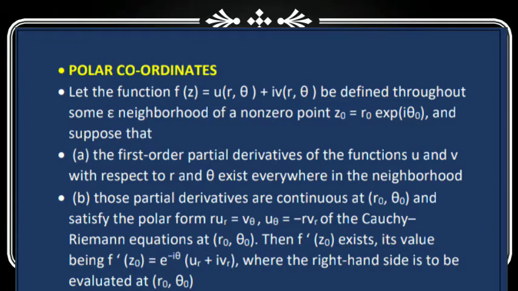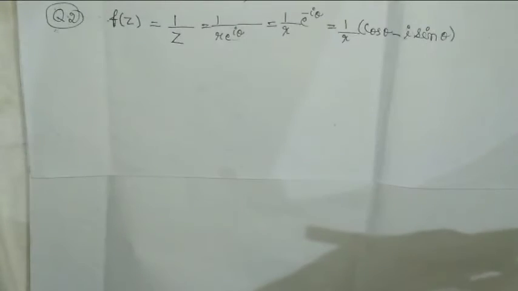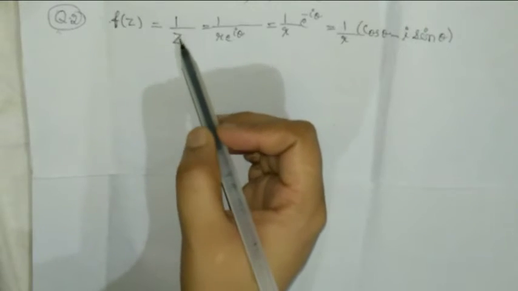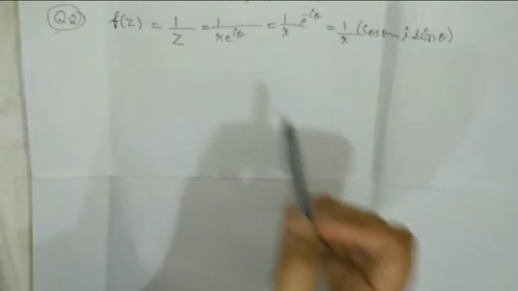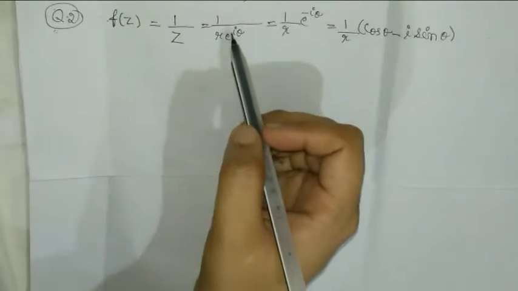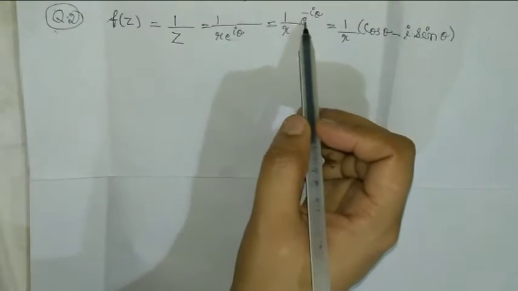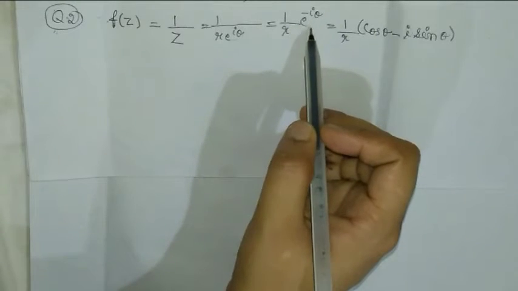Now in this slide we can see the Cauchy Riemann equation for polar coordinates. Now let us check whether for this function the Cauchy Riemann equation is satisfied or not. Okay, so if f(z) is given by 1/z, which is equal to 1/(r e^(iθ)). Fine. If we take this up, then this will become e^(-iθ).